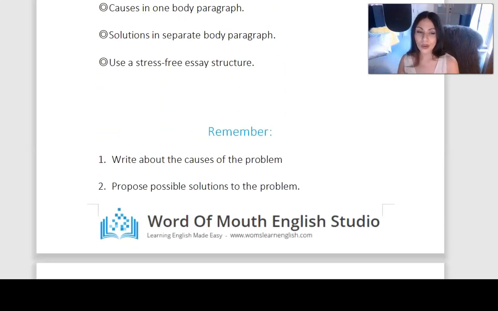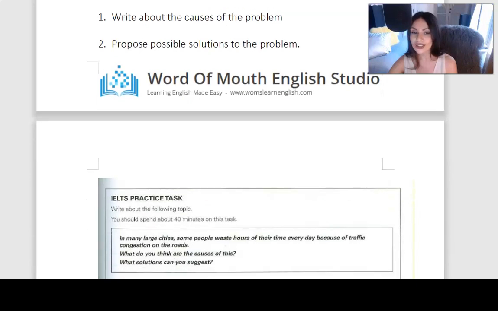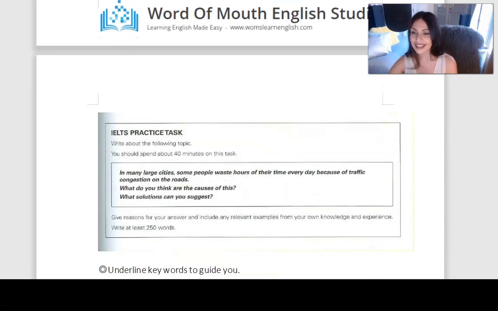Now, keep in mind that you have to write about the causes of the problem in a solution essay. You are expected to do this. You are also expected to propose possible solutions to a problem you're given. Okay, so again, critical thought and critical writing is what you are being assessed on here, as well as, of course, your technical writing abilities. Okay, so you've got to remember to do both. Failure to write a cause or a possible solution will deduct marks from your overall band score.